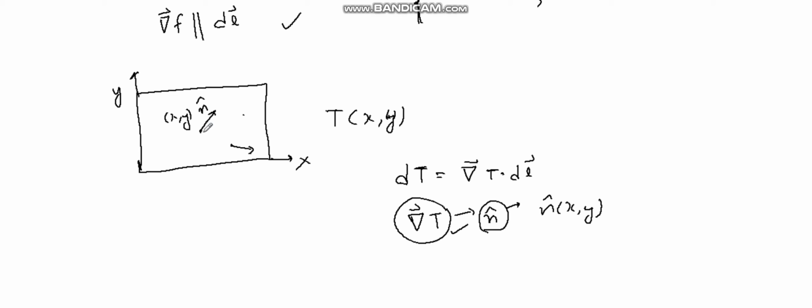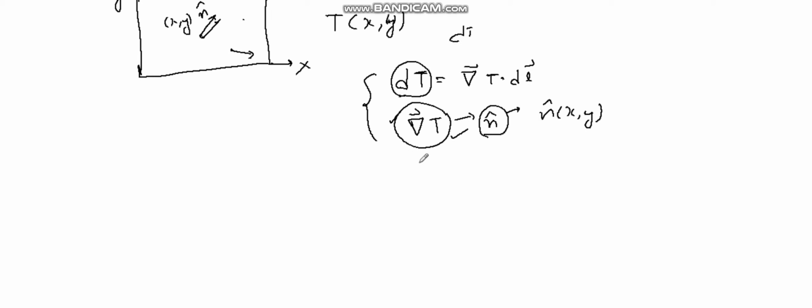So if we move from this point to this point in this direction, we will face the maximum change in temperature. So this dT will give the maximum value if we are moving in the direction represented by this gradient. So this is the physical analysis of this gradient. It represents the direction in which the change in function is maximum.